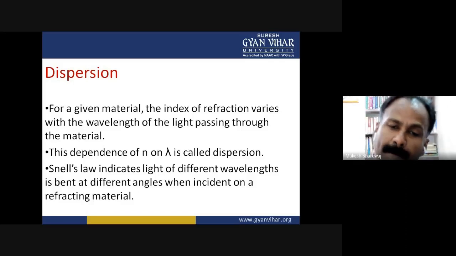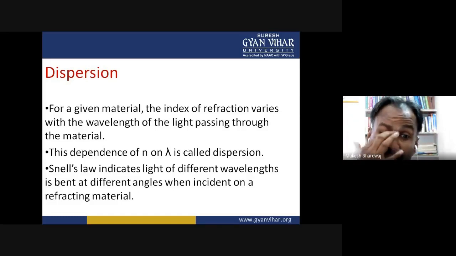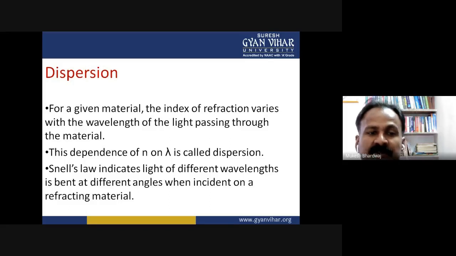Now, dispersion. For a given material, the index of refraction varies with the wavelength of the light passing through the material. The dependence of n, that is, the refractive index or index of refraction, on wavelength is called dispersion. Snell's law indicates light of different wavelengths is bent at different angles when incident on a refracting material.